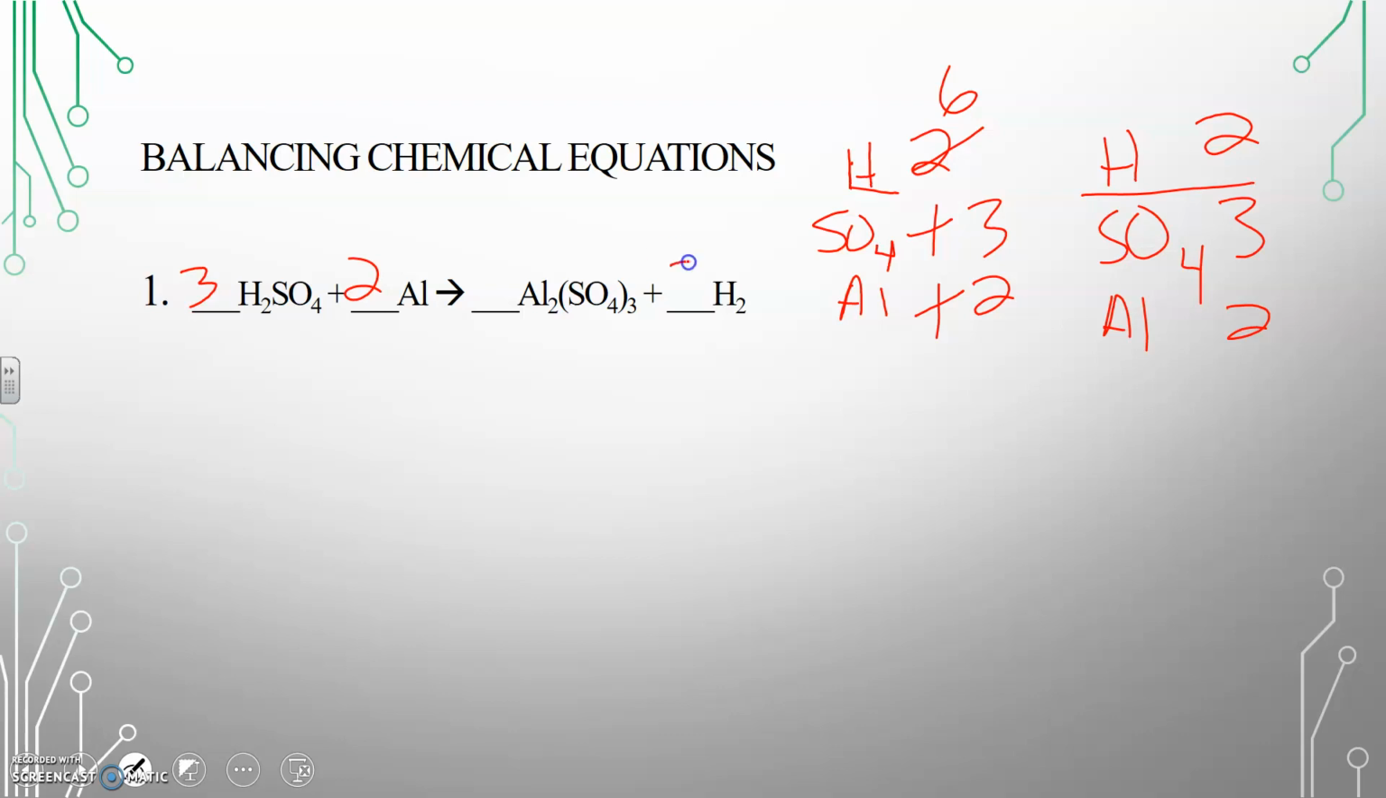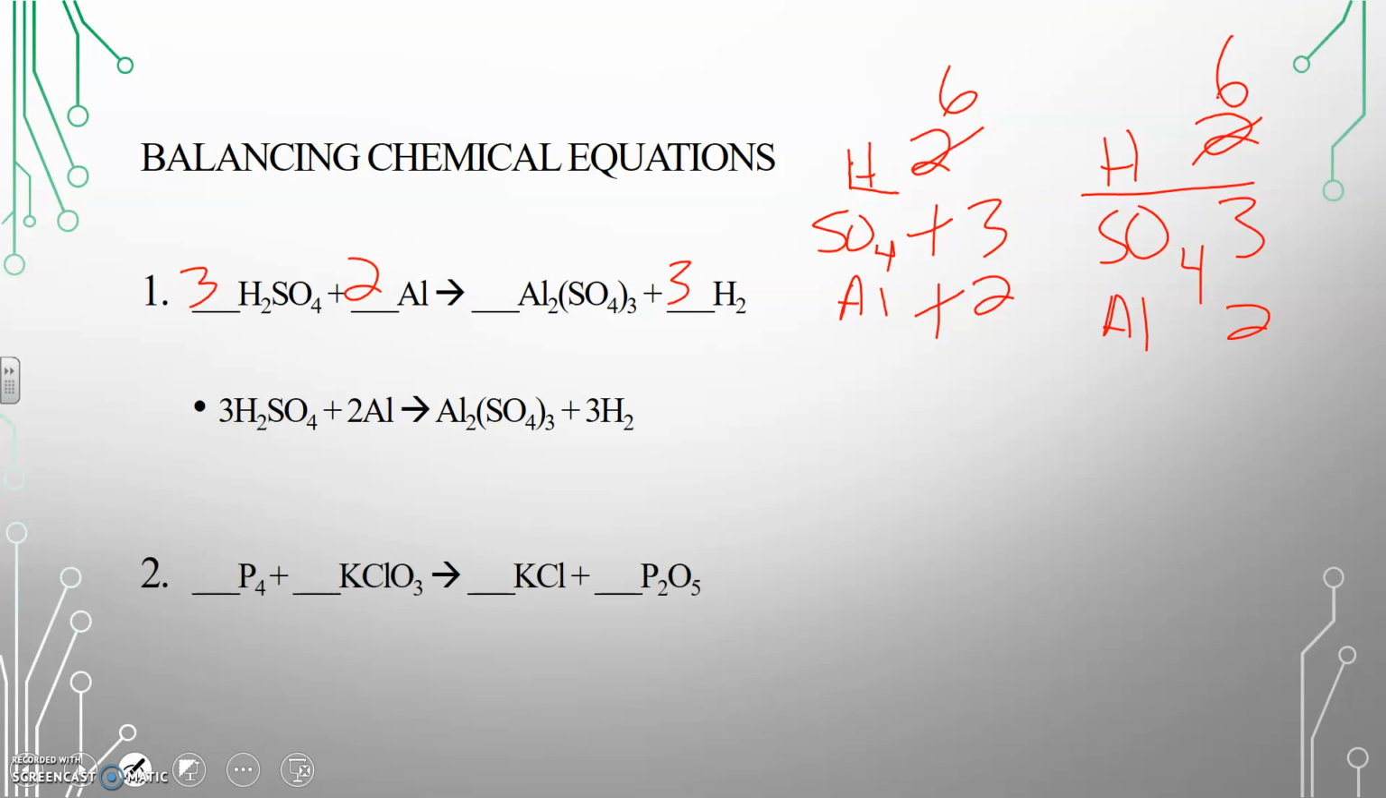3. So we can put that right there. Okay, and that brings our total hydrogens up to 6. All right, so we have hydrogens 6 and 6, sulfates 3 and 3, and aluminums 2 and 2. So that one is balanced. All right, another one.